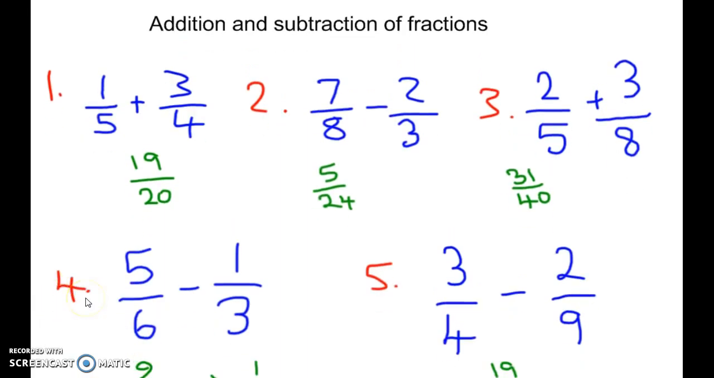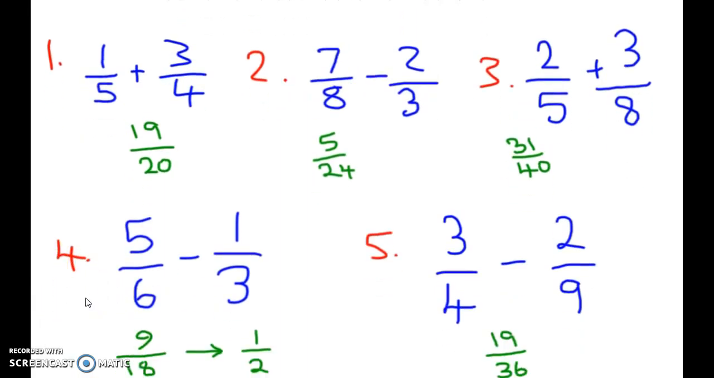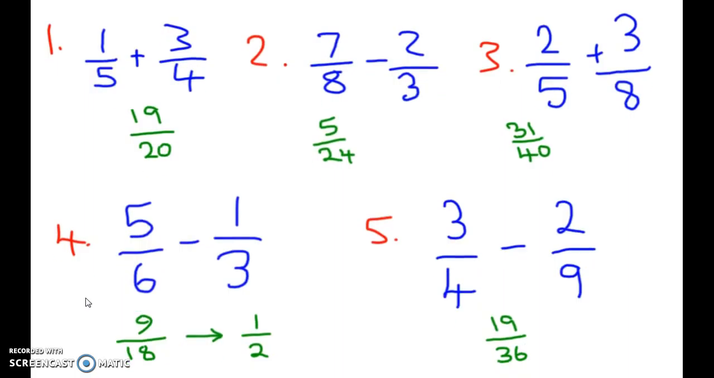Okay, here are the answers to those. It's only question 4 where your answer could be simplified. 9/18 can be simplified down to a half. So in fully simplified form, this answer is a half.